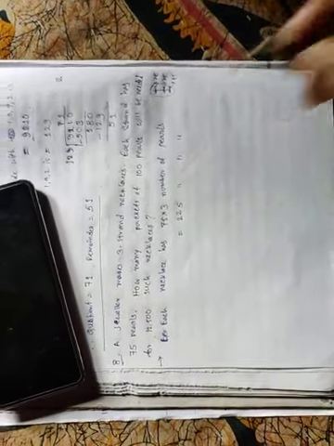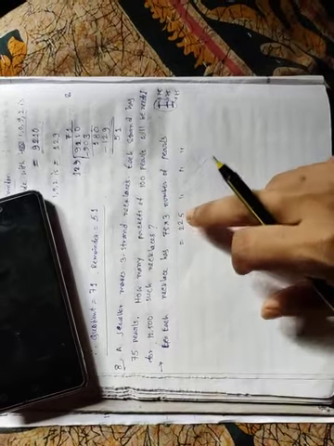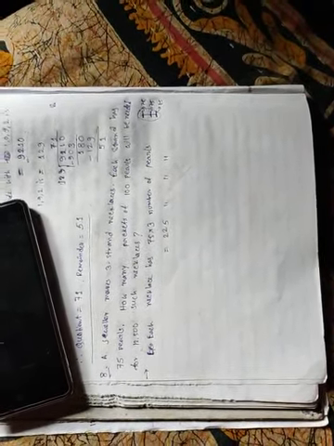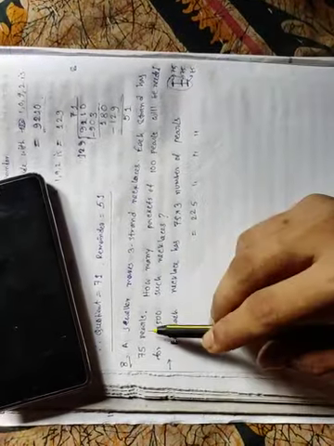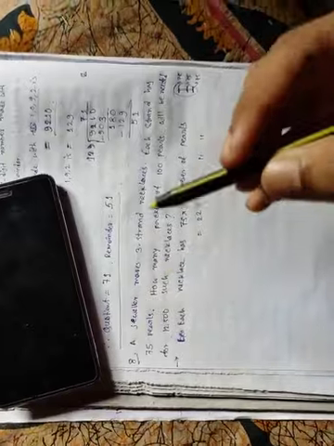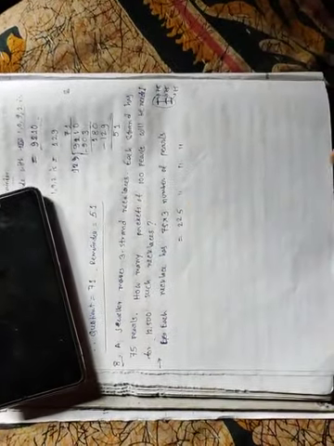So each necklace contains 225 pearls. Clear? Because each necklace has 3 strands and each strand contains 75 pearls. So each necklace contains 75 into 3 pearls, that means 225 pearls.